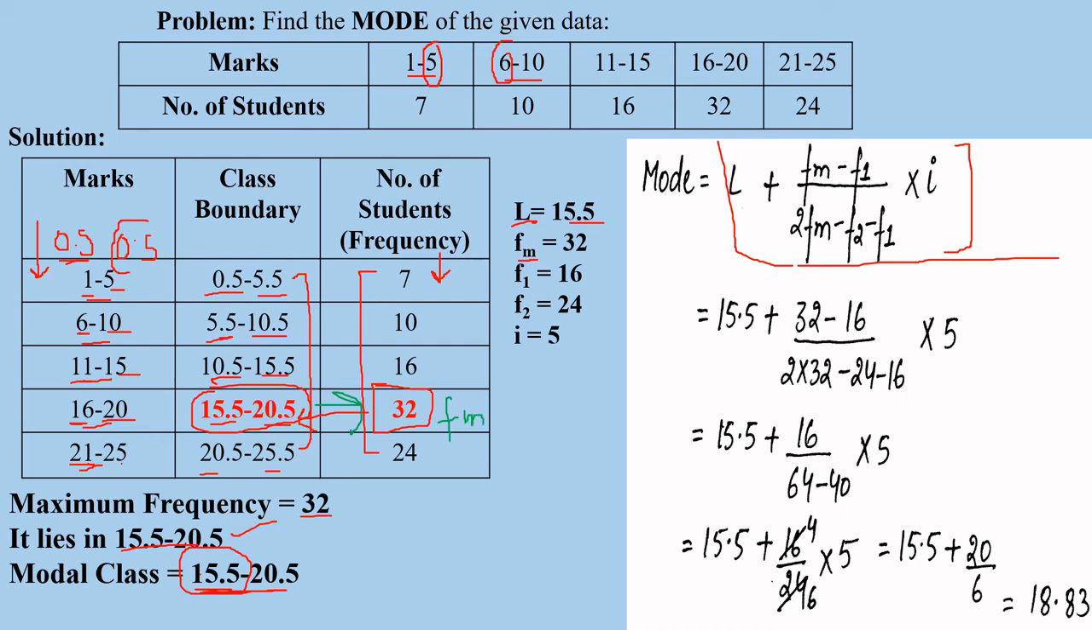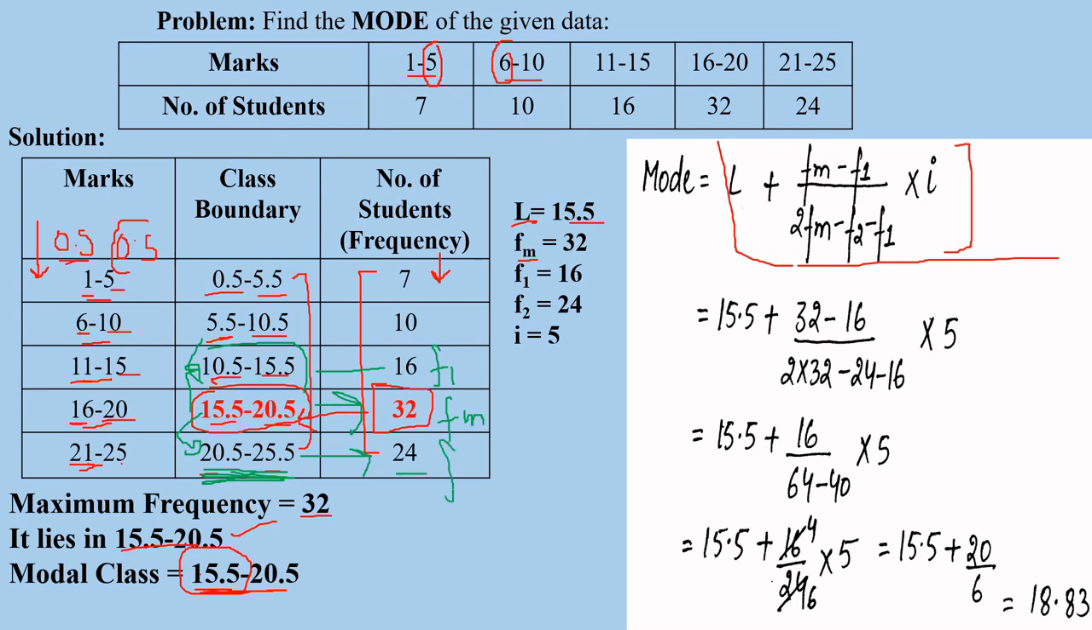Now find the value of F1. F1 is the frequency of class interval which is preceding the modal class. So the class interval which is present before the modal class is 10.5 to 15.5 and the value of frequency for this class interval is 16. So the value of F1 is 16. Now find the value of F2. F2 is the frequency of class interval succeeding the modal class, or which is present after the modal class, and the class interval which is present after the modal class is 20.5 to 25.5 and the value of frequency for this class interval is 24.